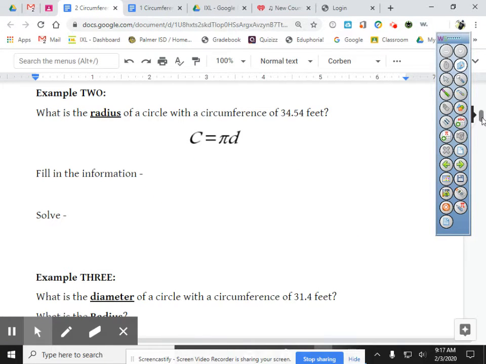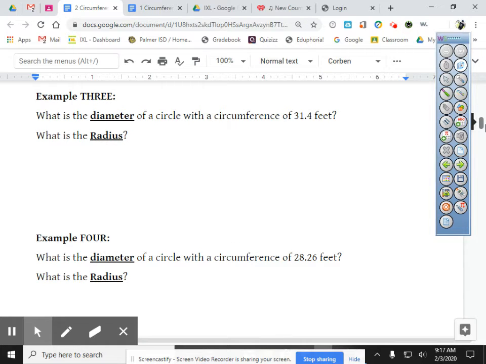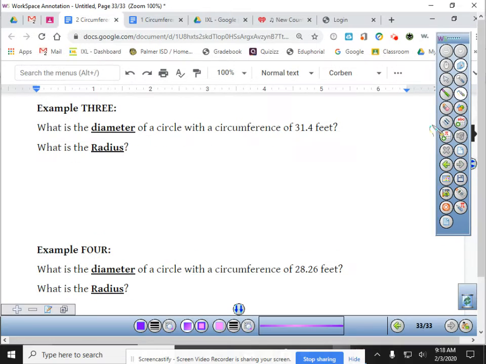Example 3. What is the diameter of a circle with a circumference of 31.4 feet? Then it says, what is the radius? What is the formula we're going to use? C equals pi d. What is the circumference? 31.4.